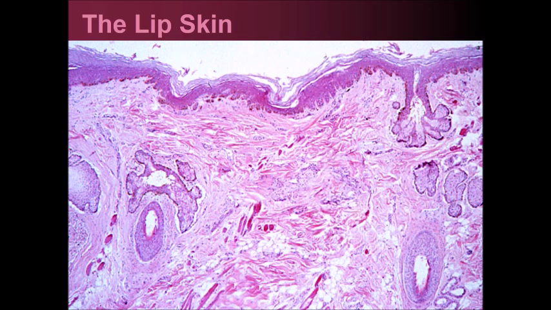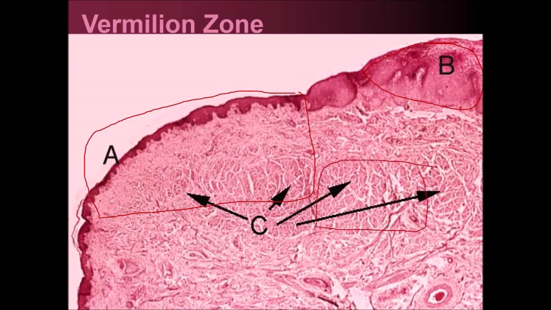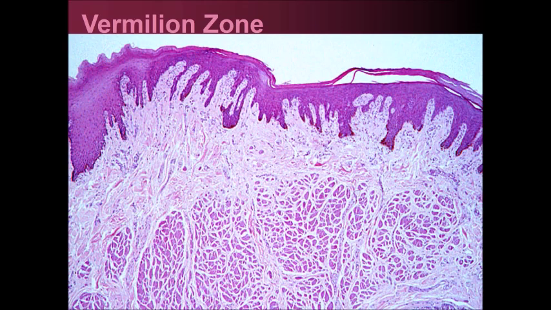Here, what you can see, keratinized epithelium, and this is the sebaceous gland, and here I can see the hair follicles. You can see here the vermilion border, keratinized epithelium. B, the oral epithelium, oral mucosa, thick non-keratinized epithelium. Here, C refers to the muscle of the lip, which is the orbicularis oris. Here you can see the vermilion border, the keratinized epithelium, and here the muscle, the orbicularis oris.